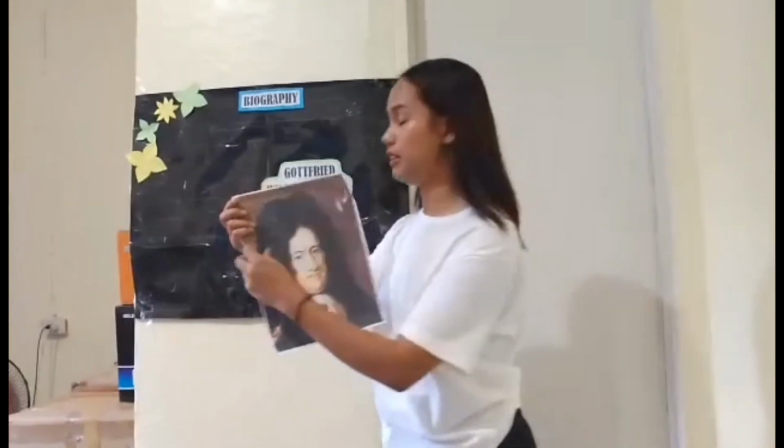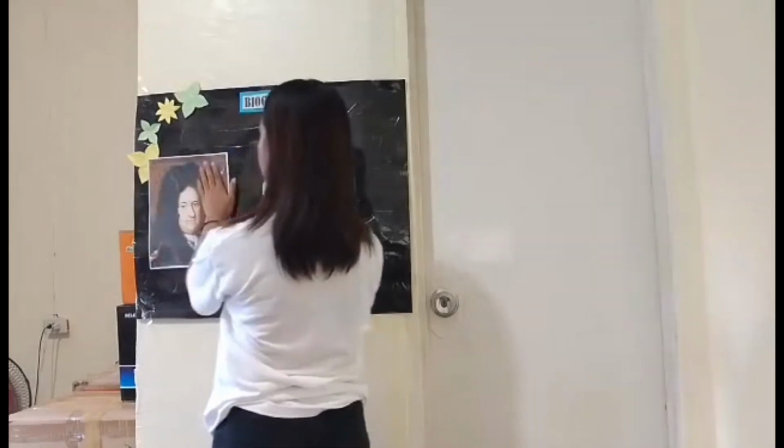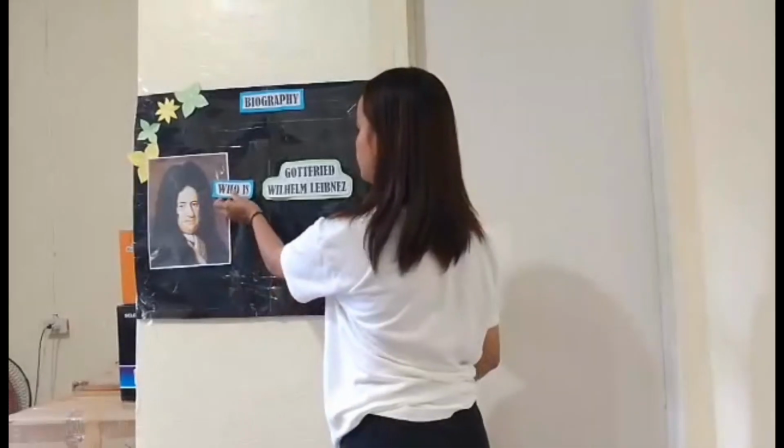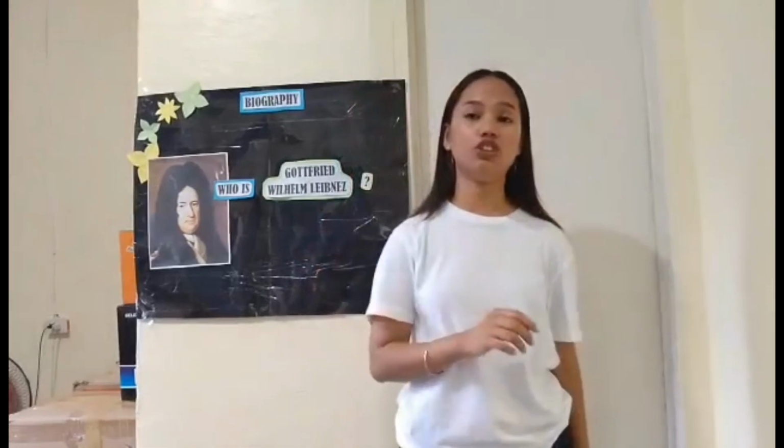So this is the face of Mr. Leibniz. So who is Mr. Leibniz? Mr. Leibniz was born on July 1, 1646, and he died on November 14, 1716. He was born in Leipzig, Germany.